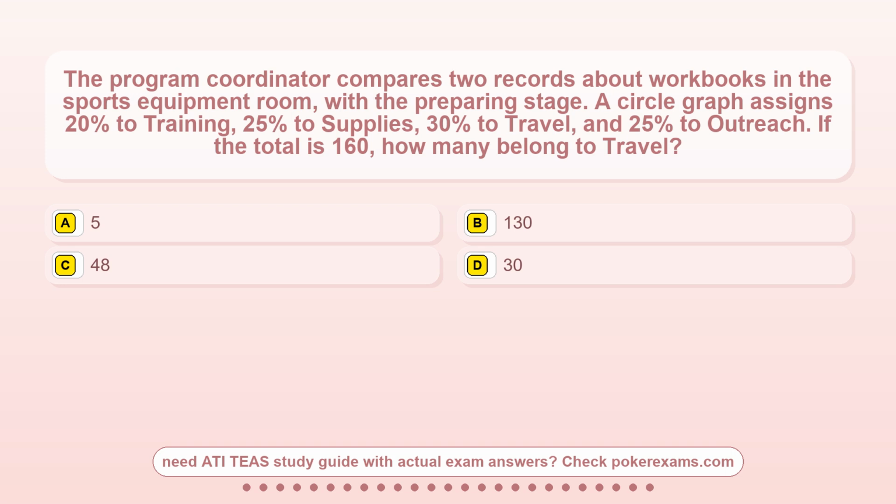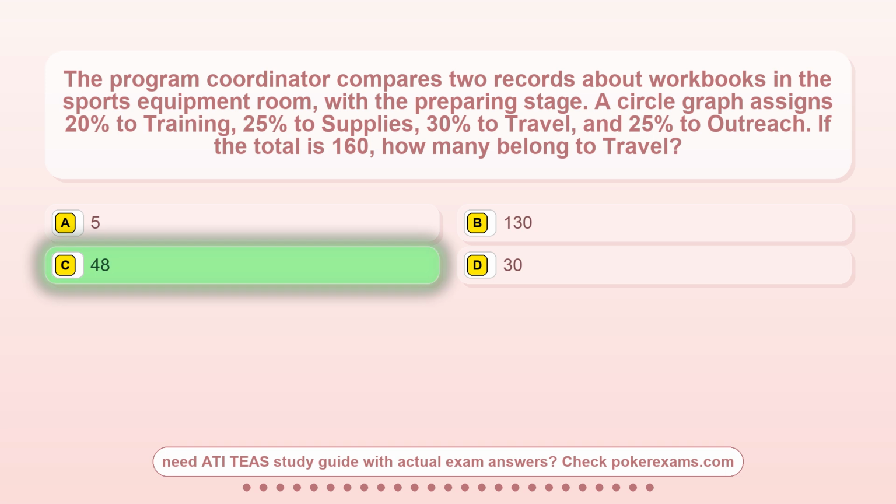The program coordinator compares two records about workbooks in the sports equipment room, with the preparing stage. A circle graph assigns 20% to training, 25% to supplies, 30% to travel, and 25% to outreach. If the total is 160, how many belong to travel? Option A, 5. Option B, 130. Option C, 48. Option D, 30.